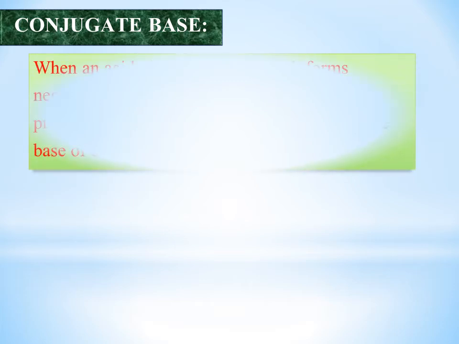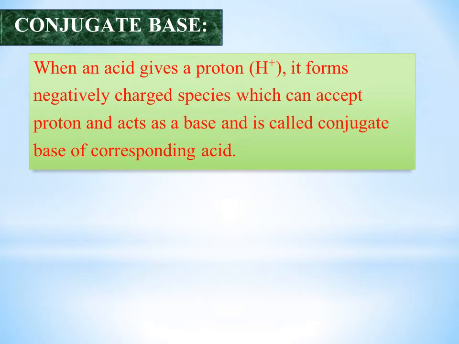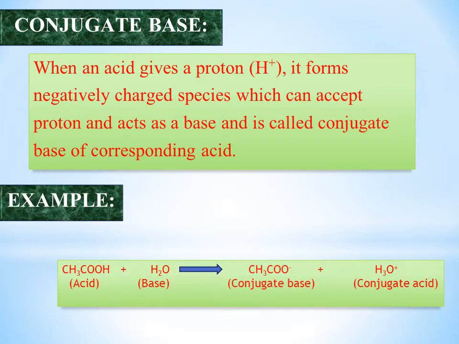Okay, now we will discuss what conjugate bases and conjugate acids are. When an acid gives a proton, it forms a negatively charged species which can accept a proton and acts as a base, and is called the conjugate base of the corresponding acid. Now look at the example. You can see acetic acid, as the name indicates, is an acid. It has one proton, and if we remove this proton, it becomes a negatively charged species.